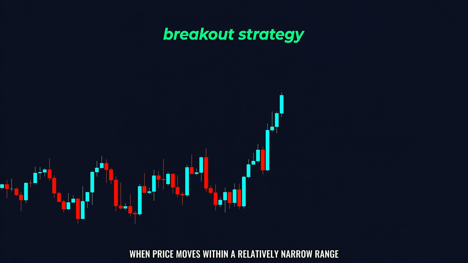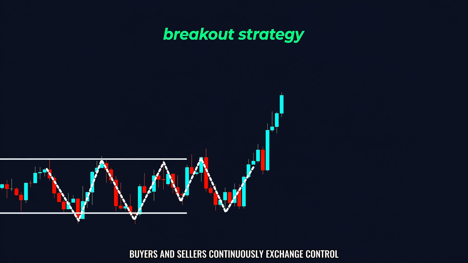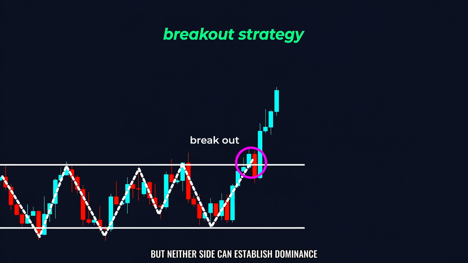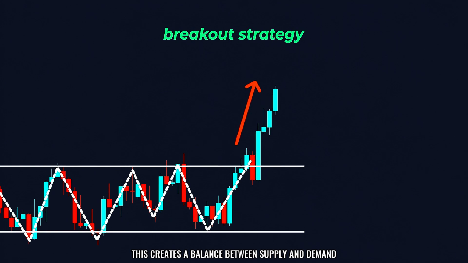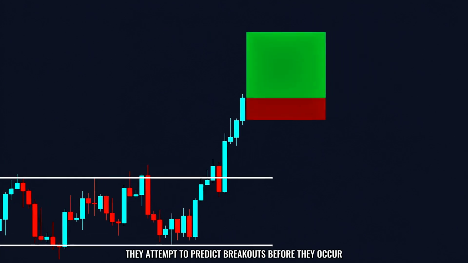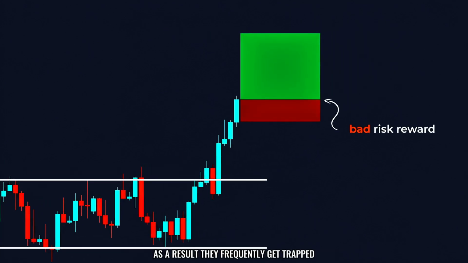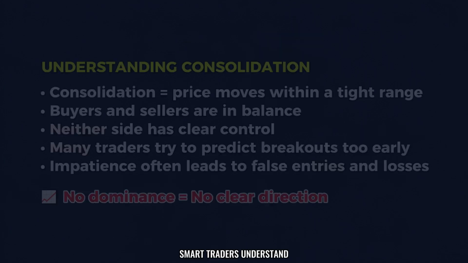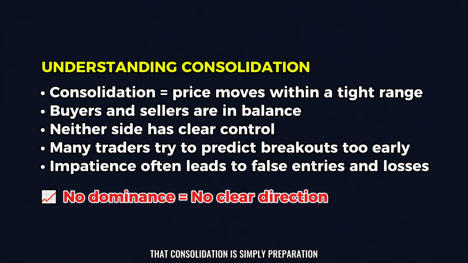Consolidation occurs when price moves within a relatively narrow range. During consolidation, buyers and sellers continuously exchange control, but neither side can establish dominance. This creates a balance between supply and demand. Many traders become impatient during consolidation phases. They attempt to predict breakouts before they occur. As a result, they frequently get trapped. Smart traders understand that consolidation is simply preparation for a larger move. The longer the market consolidates, the more significant the eventual breakout can become.